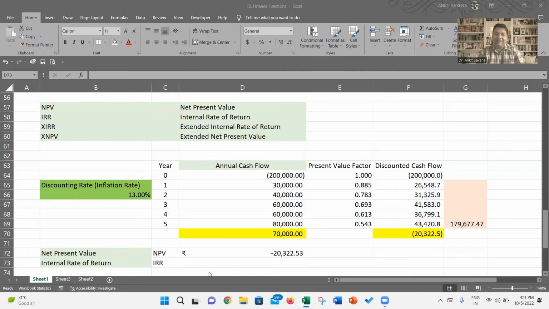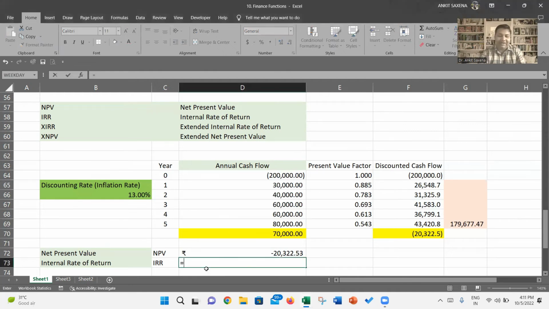Let me just do it, and then I'll re-explain this to you. So let me apply the function here, IRR. I'm not going for the manual calculation of IRR, it's a lengthy calculation, so I'll just explain the concept over here.